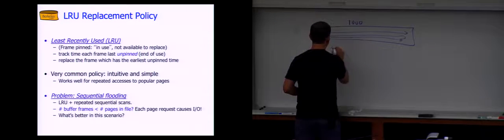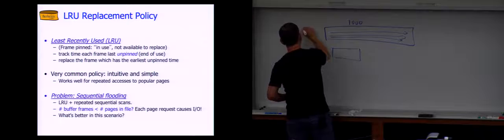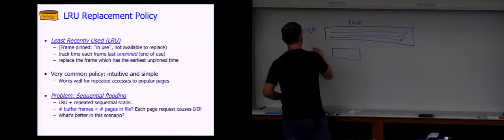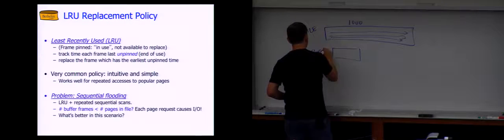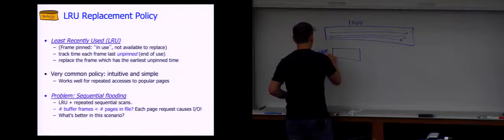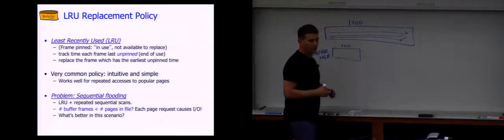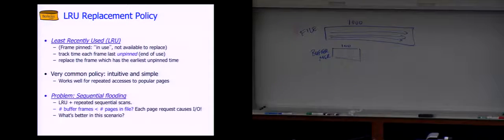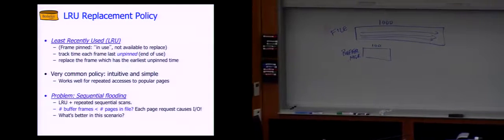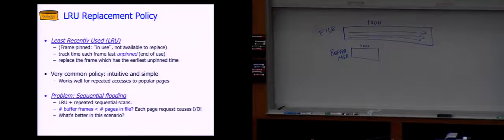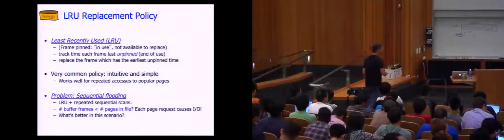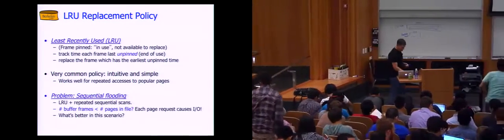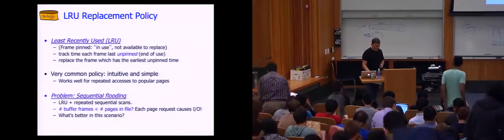And suppose you have 100. So this is your file, and this is your buffer manager. And in the buffer manager, you have 100 frames. So your homework for next time is to think about how often you get lucky with LRU in your buffer manager, and you get a hit. Okay, we'll come back to this next time. Get started on your homework.